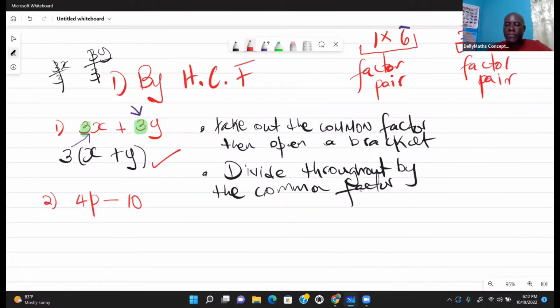So we want to factorize 4p minus 10. So we intend to find the biggest thing that can go into those without a remainder. What's the biggest thing? You're going to realize that the biggest thing that could do that is number 2. So you take out the 2, open a bracket, and then you're going to do what we said here.